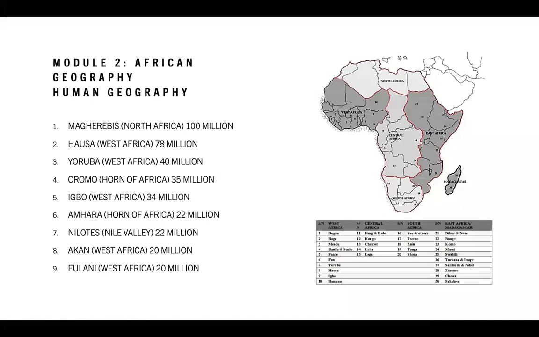Okay, in terms of population, ito yung mga pinaka-madaming ethnic groups, pinaka dominant. You have the Maghrebe sa North Africa, 100 million. Hausa, 78 million. Yoruba, 40 million. Oromo, 35. Igbo, 34. Amhara, 22. Nilotes, 22. Akan, 20 million. Fulani, 20 million. So basically, dominating ethnic group yung mga taga Maghreb, no? Mostly Northern Africa.